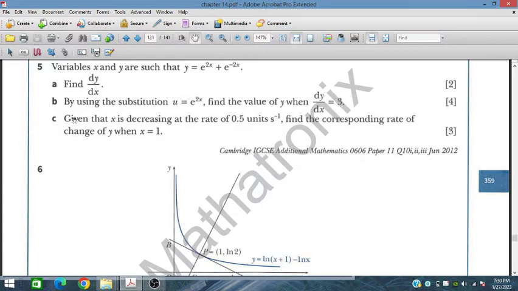This is the second part. And the third part: given that x is decreasing at a rate of 0.5 units per second, find the corresponding rate of change of y when x is equal to 1. So let's solve this question number 5.